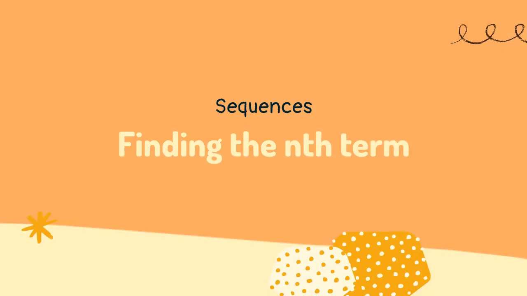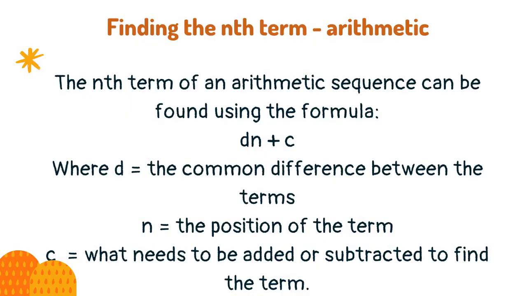Finding the nth term. The nth term of an arithmetic sequence can be found using the formula dn plus c, where d is the common difference between the terms, n is the position of the term, c is what needs to be added or subtracted to find the term.